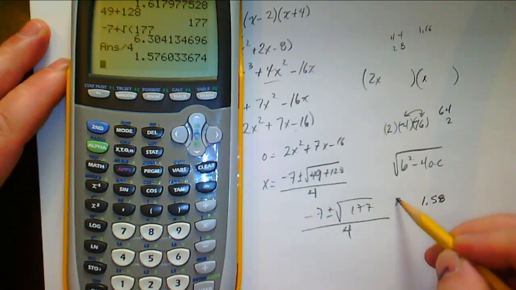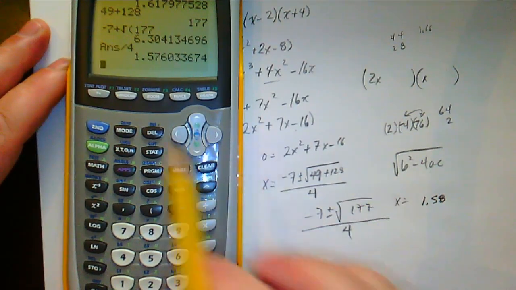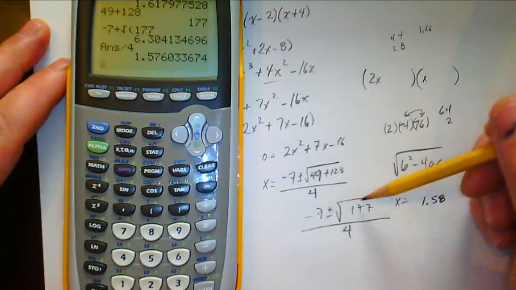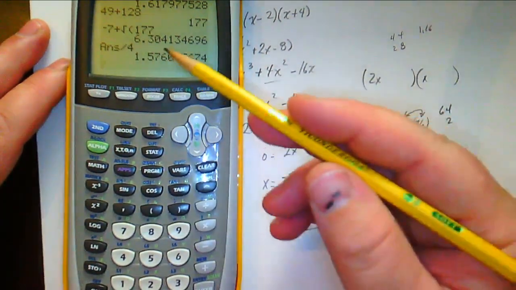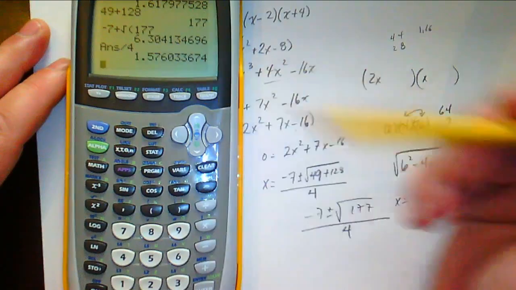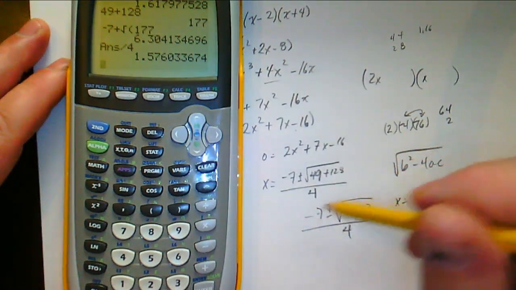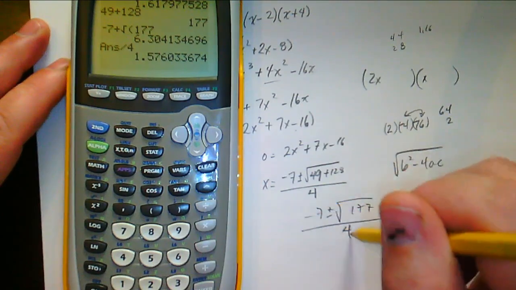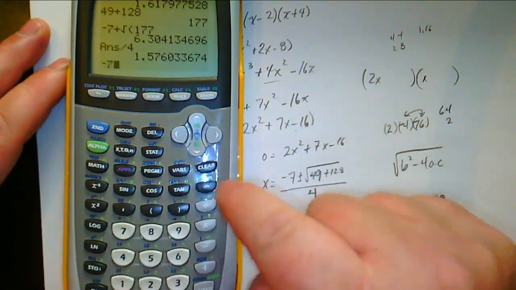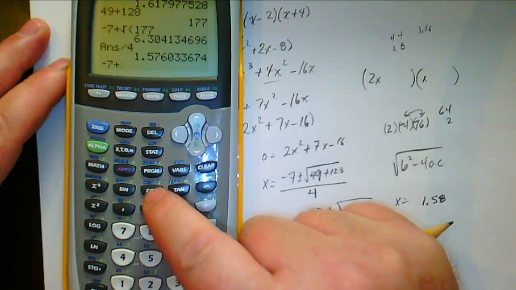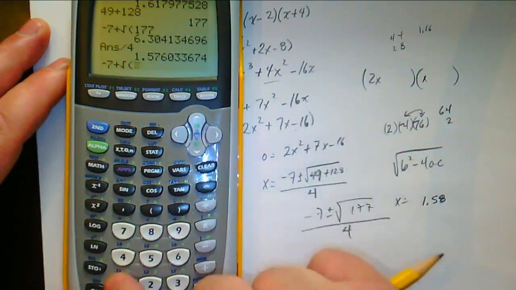So there's one x-intercept. Now, if you notice, I did this first operation first and then hit divide by 4 after, because when you do the order of operations, that numerator is a group, and so it has to be calculated first, and after that's calculated, then you divide by 4. You could do it on a calculator like this. Let's see, square root 177.